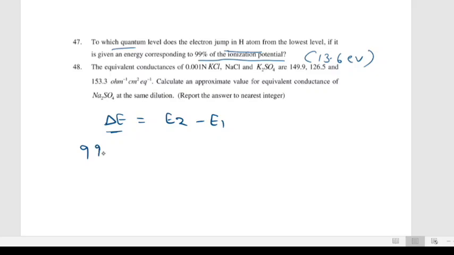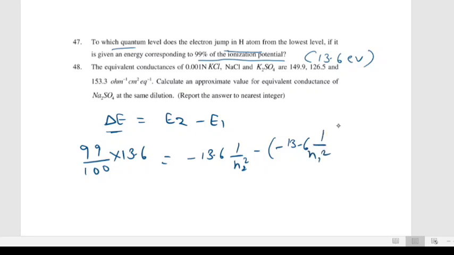99.9, 99%, and then 99 by 100 into 13.6, E2 minus E1. How to calculate the energies of the orbitals in terms of electron volts? We know that it is minus 13.6 into 1 by n2 square minus of minus 13.6 into 1 by n1 square. E1 is nothing but the lowest energy level, that is the first state, first orbit. So if we substitute 1 in place of n1, we get 13.6 plus 13.6.